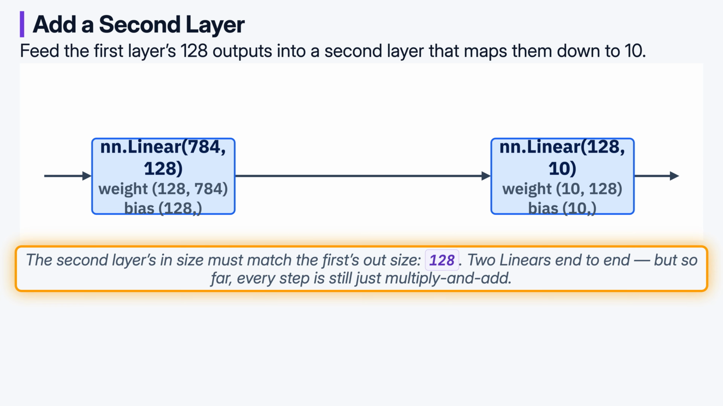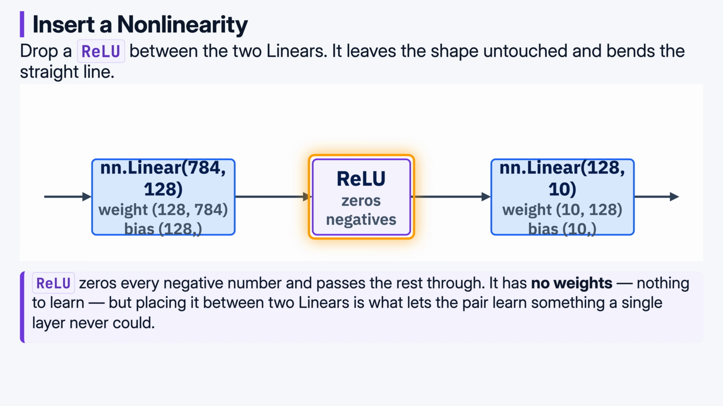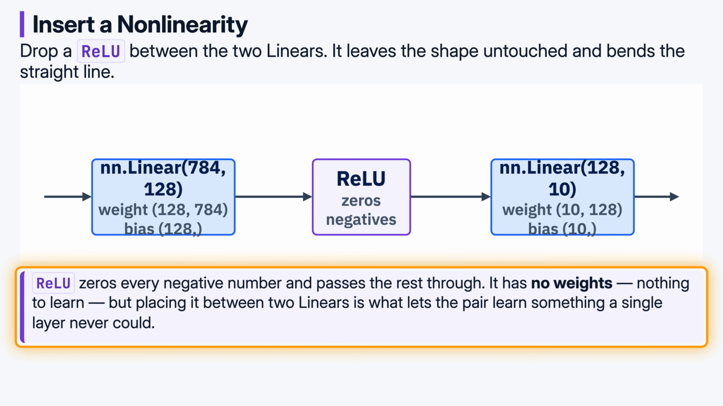But watch out. So far every step is still just multiply and add. 2 linear steps in a row are still linear. Drop a ReLU into the gap between the 2 linears. Now the flow reads linear, ReLU, linear. ReLU zeros every negative number and passes the rest through. It has no weights, nothing to learn. But placed between 2 linears, it lets the pair learn what one layer never could.